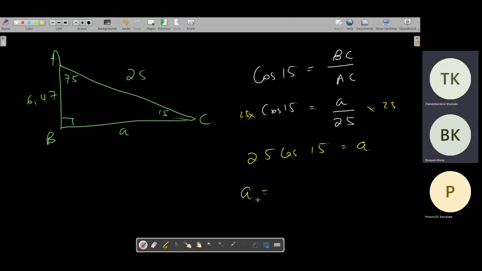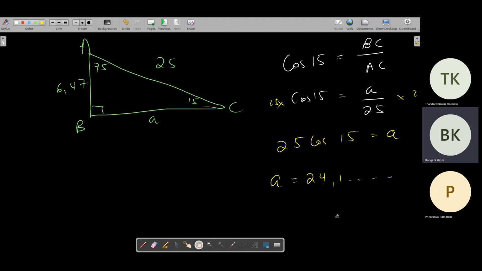What do we get? 24.148. So this answer and the one from tan are the same, right? Yes. Another thing we could have done was use cos. I believe this one was shorter compared to the other, the tan one. So you always try to use the simplest method.